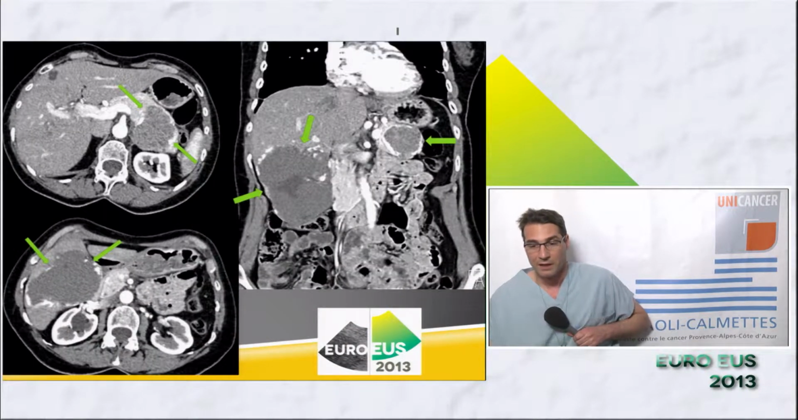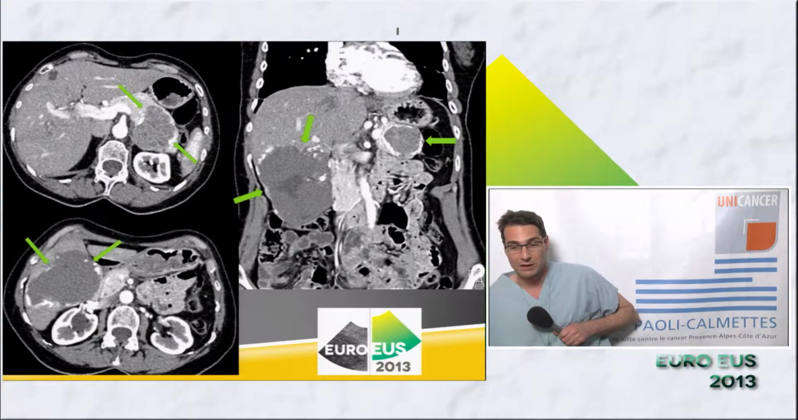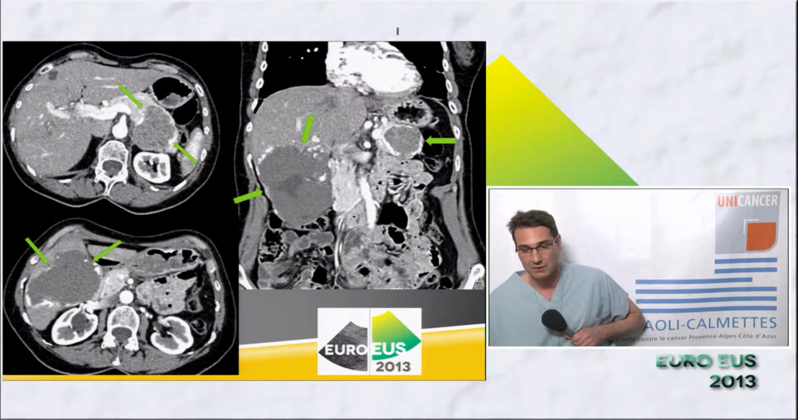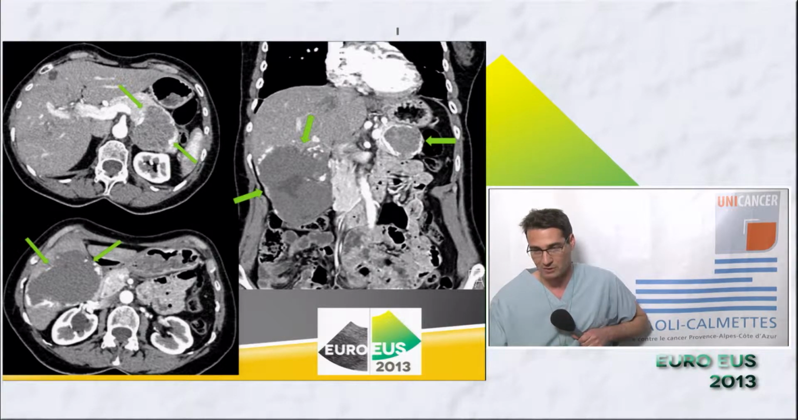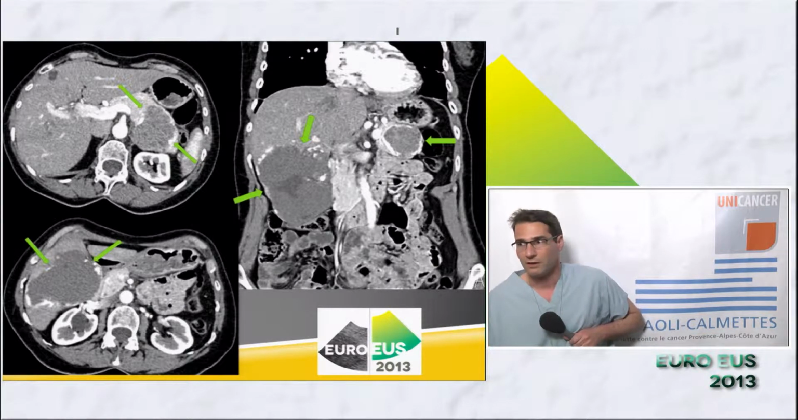Here on CT scan you can see the pancreatic mass and the liver mass with calcification. No dilation of the pancreatic duct, but the mass is in the tail. So let's move to the endoscopy room.